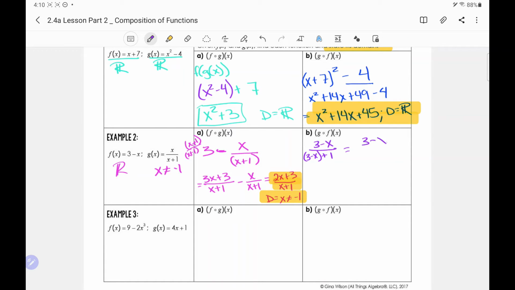On top, we still have 3 minus x. What do we have on bottom? 3 minus x plus 1. So that's going to be 4 minus x.